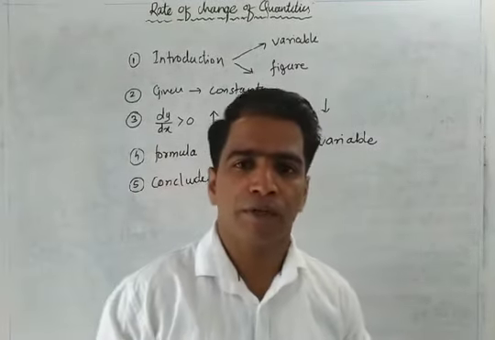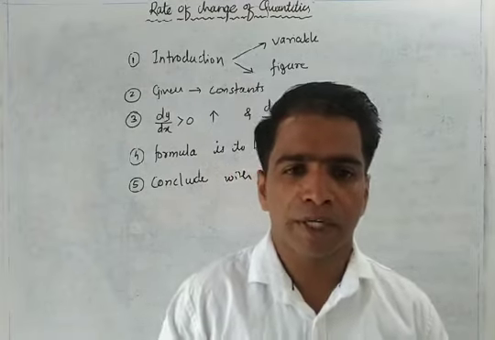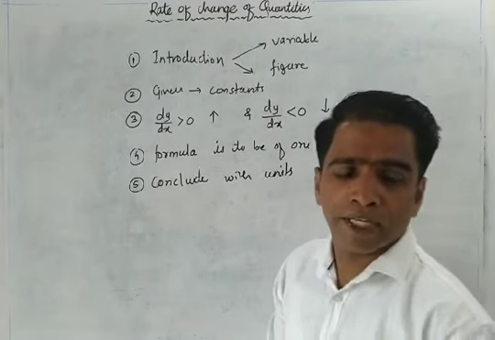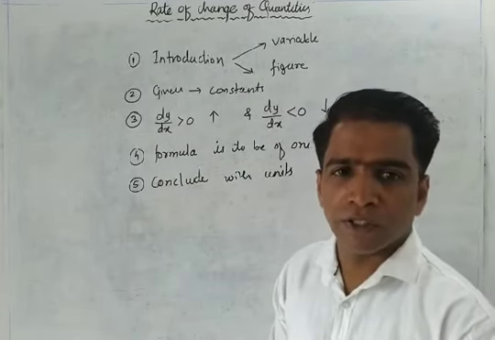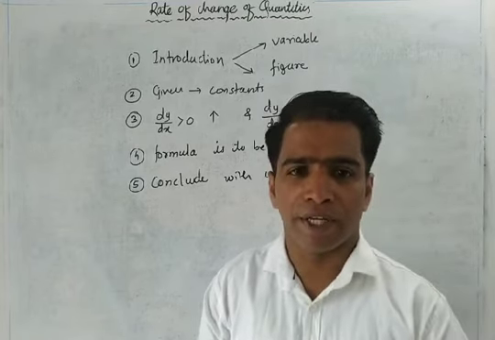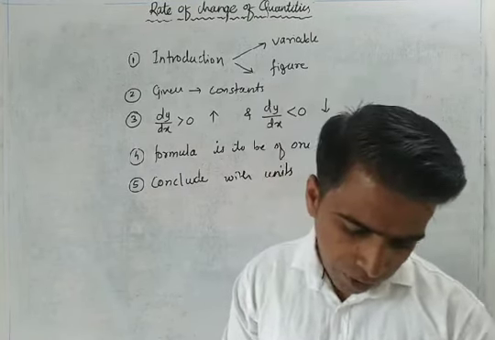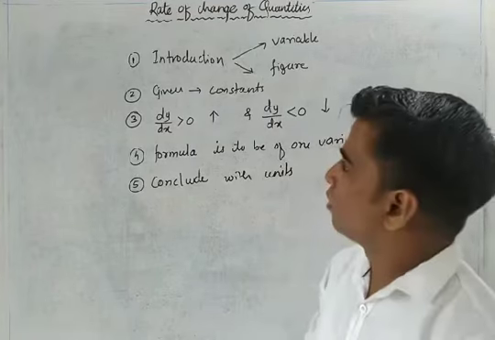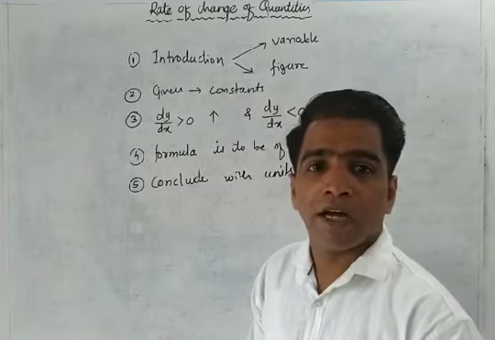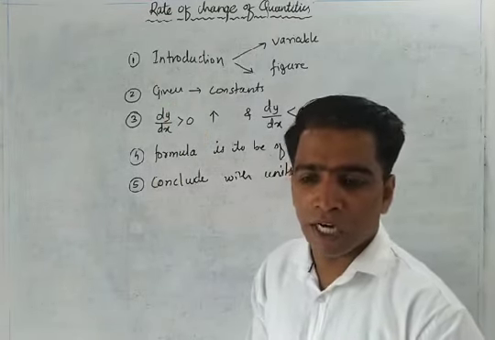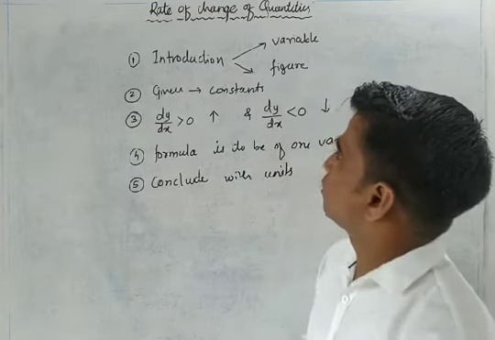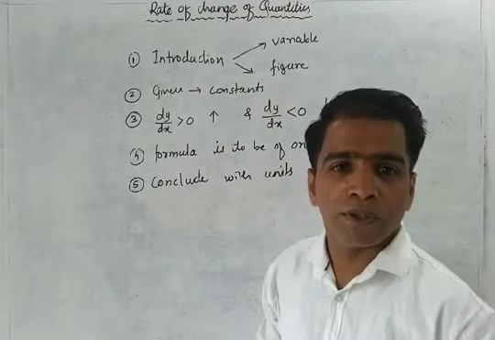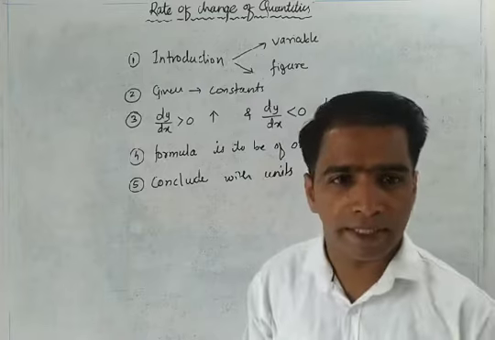Now before we start with daily life examples, we have to clear some important aspects. First, the introduction. In every example we have to introduce a function, and that function will be in terms of variables. For example, the function will be area or volume, the area as a function of radius, and those types of variables we have to introduce. Figure: sometimes we have to use a proper figure to understand an example.